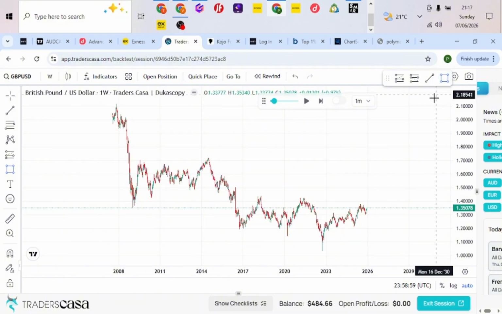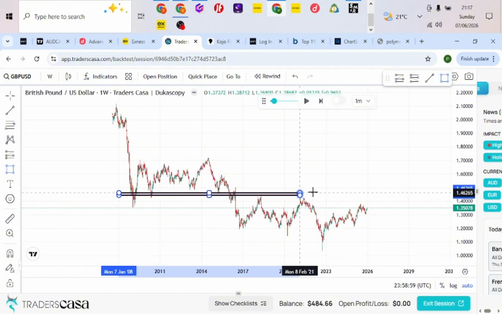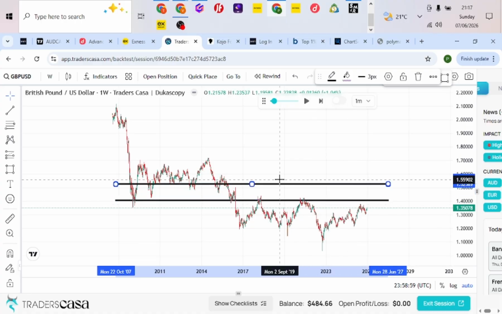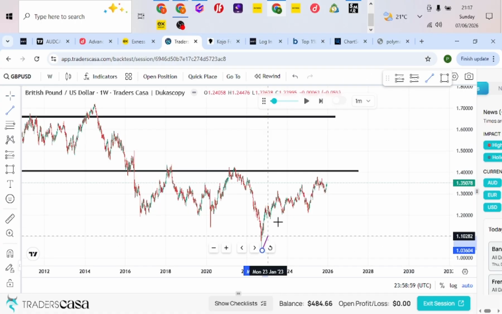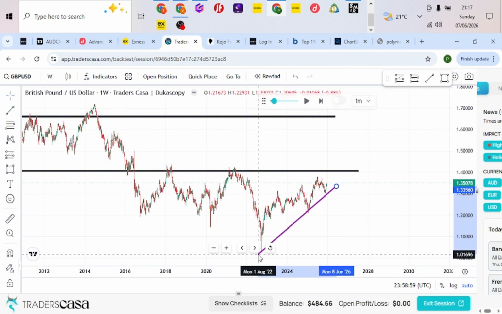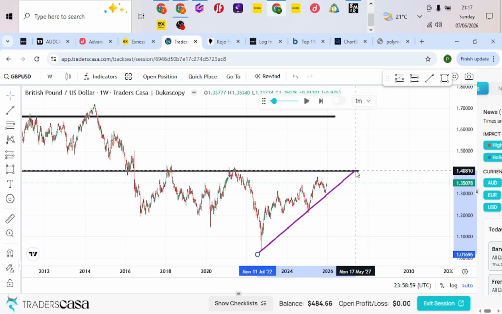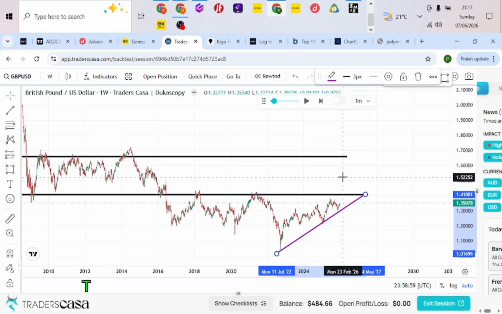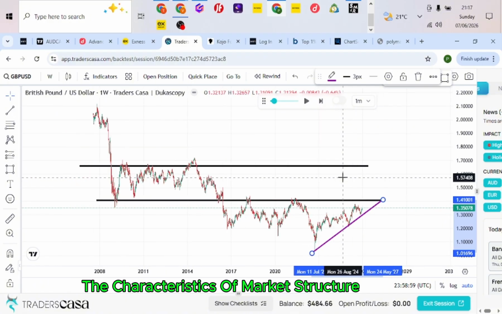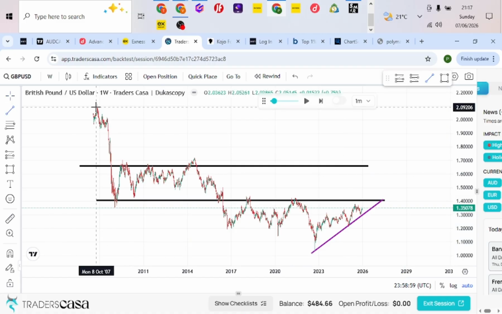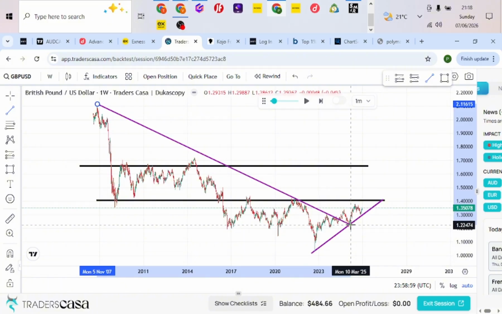Now let us apply the top-down analysis. We can see we have a support and resistance level here. We also have another resistance here. Let us plot our trend line. Remember, we are using the top-down analysis and also applying the characteristics of market structure. We are trying to see if we can make money in this market using GBP/USD. So let us go.